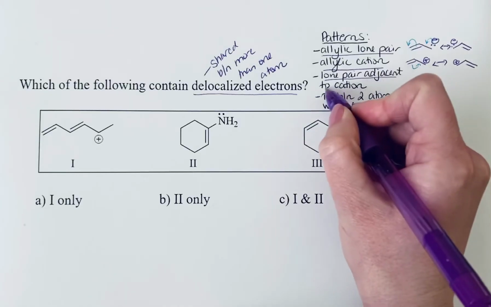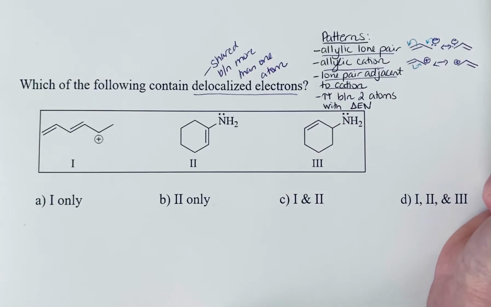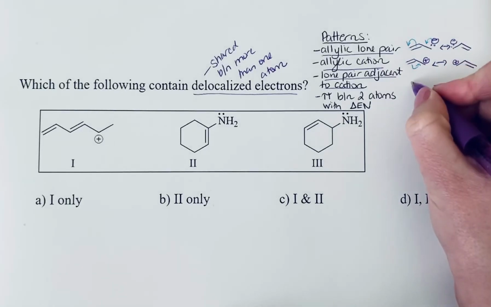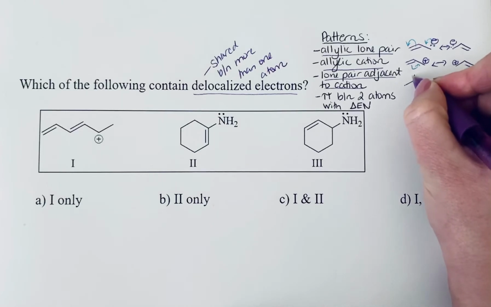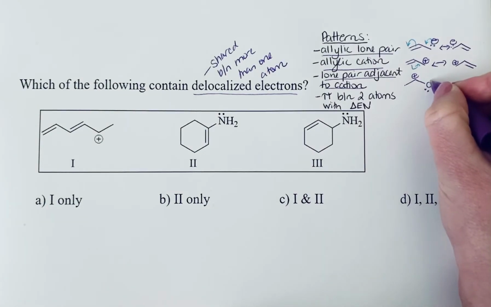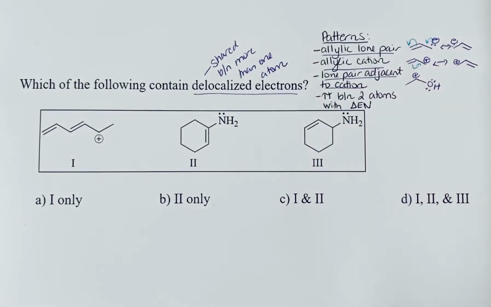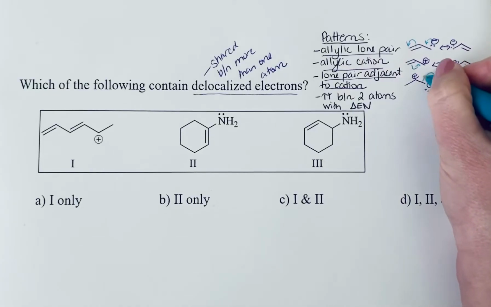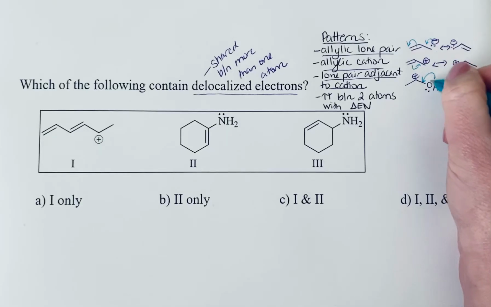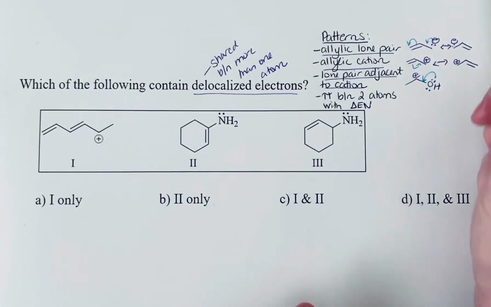Another pattern we might see is if we had a lone pair adjacent to a cation. So if we had something like this, then we could draw an arrow moving these electrons in to form a double bond.